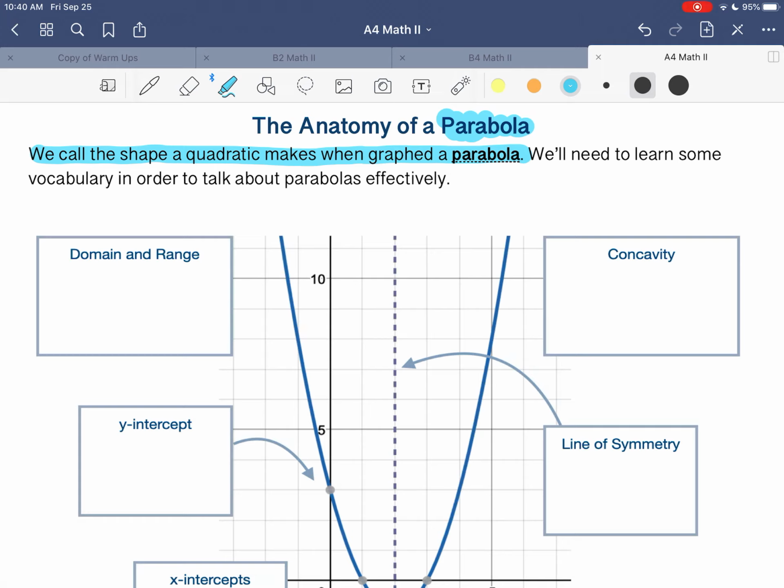We will use that word a lot, and sometimes I use it interchangeably with the word quadratic when I'm teaching, and that's because they're often referring to the same idea here. A parabola is this shape specifically, and a quadratic is the graph that makes that shape. So that's just some thoughts for you. And we're going to talk about some vocabulary and some hopefully familiar concepts from other times you've looked at graphs, but some new ones as well.